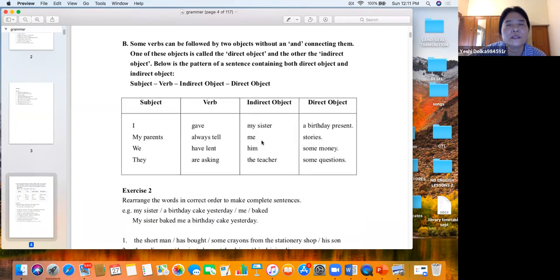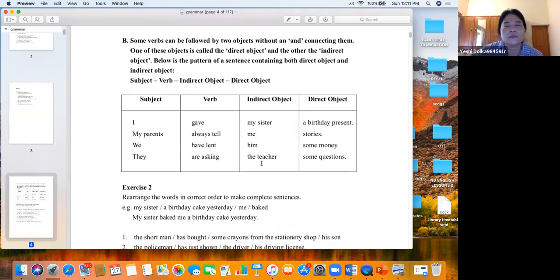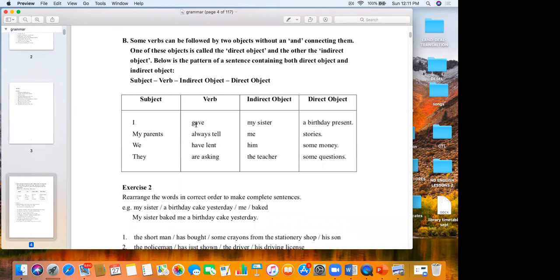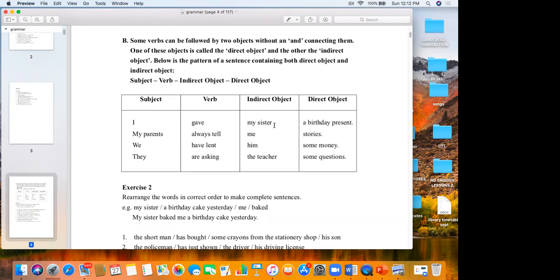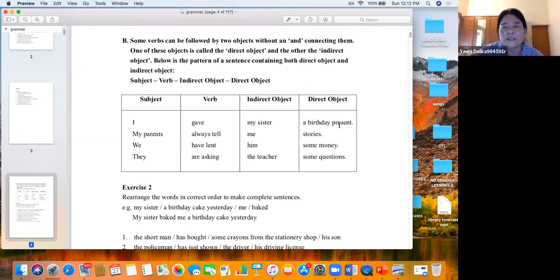Indirect object. Look at this example. I gave my sister a birthday present. So you have subject, verb. My sister is the indirect object. Birthday present, that's the direct object. Okay? Some examples.